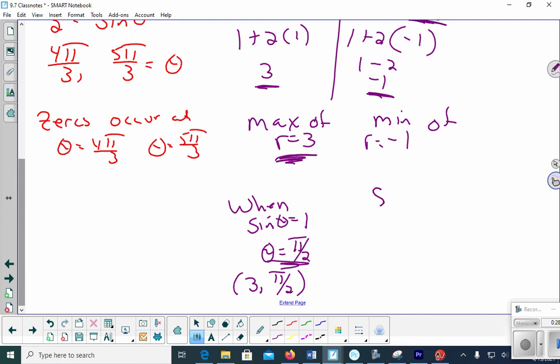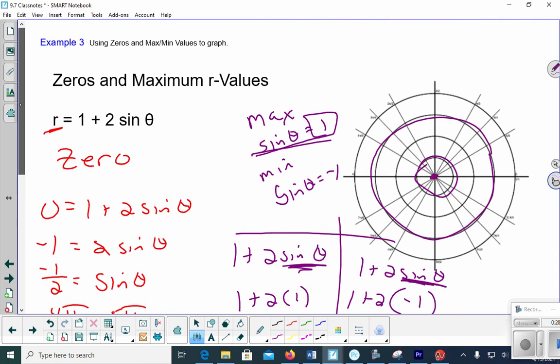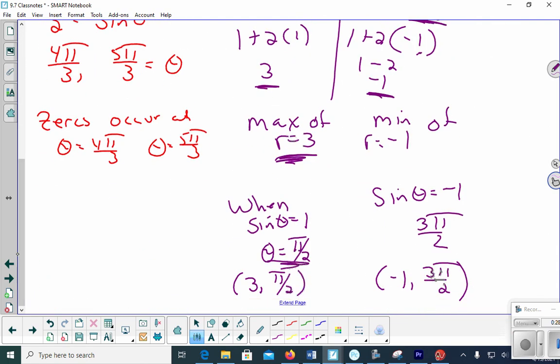What is my min? So I'm asking, when is the sine of theta equal to -1? Because that's what I put in here was -1. And hopefully you know that happens at 3 pi over 2. So the minimum is going to be -1, 3 pi over 2. So this would be my max because the 3 is larger. This would be my min because the -1 is smaller. So that's how I find my zeros and my max and my min.